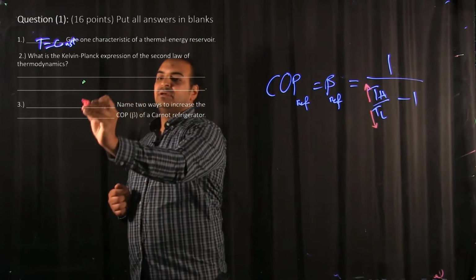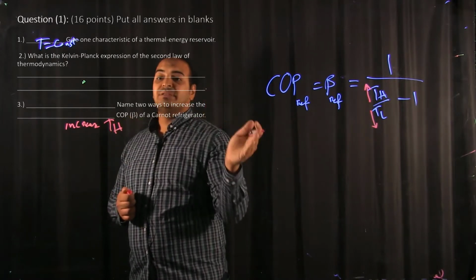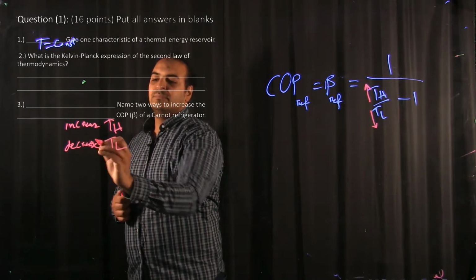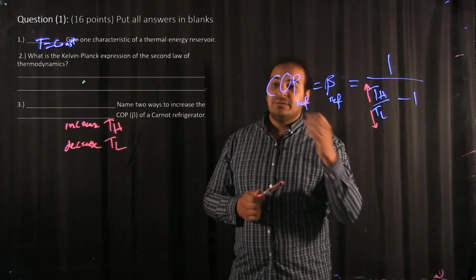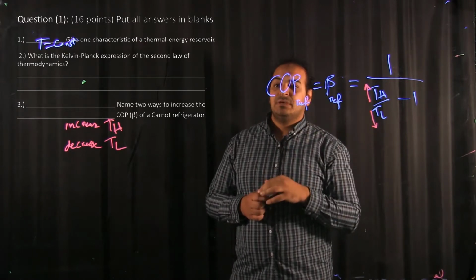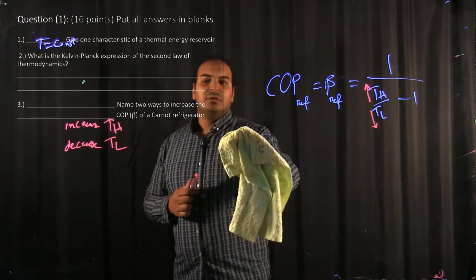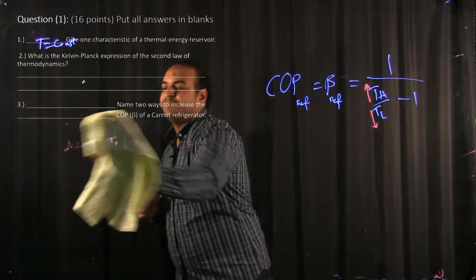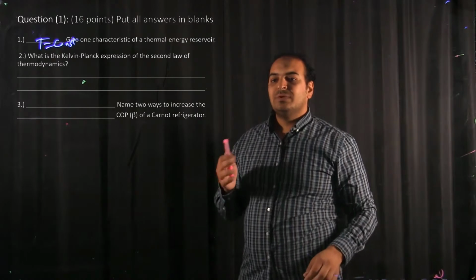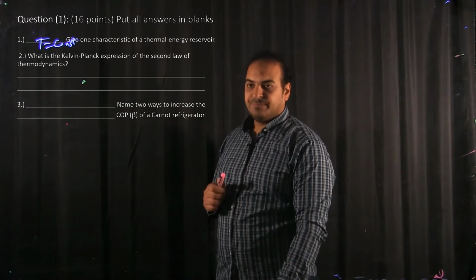Let's mention here, the first one, increase T high. The higher the T high, the better the refrigerator is. Or decrease T low. The lower the T low is, the better your efficiency. If T low is 0, which is impossible, you have 100% efficiency. If you have T high infinity, which is also impossible. So increasing T high or decreasing T low is the way to enhance the COP of a Carnot refrigerator.